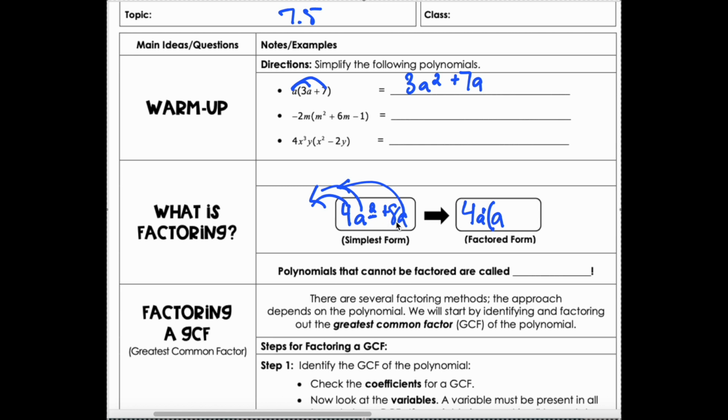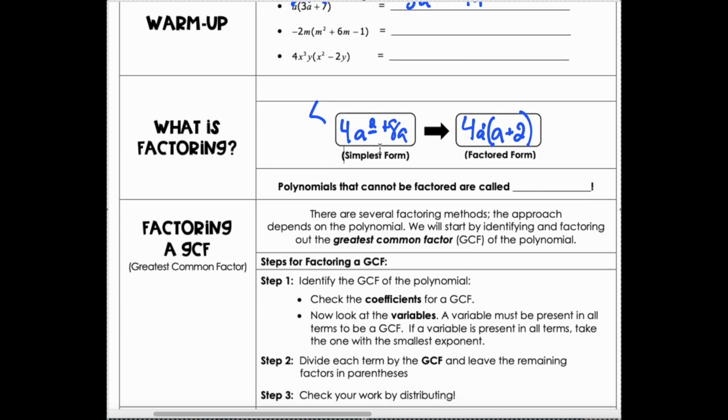Same thing here. If I took out a 4, then I'm left with a 2. If I take out an a, then the a is now canceled out. So now I have plus 2. So this would be the factored form of the expression that was originally distributed. And we're going to talk about how to do that in steps in just a minute if you didn't catch it when I just talked about it. So don't worry too much.